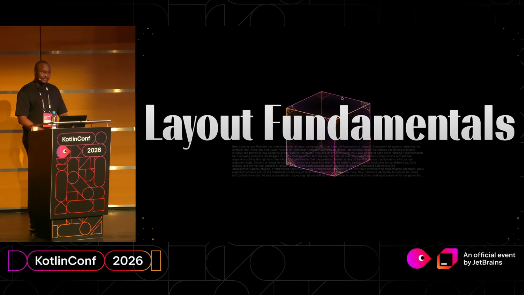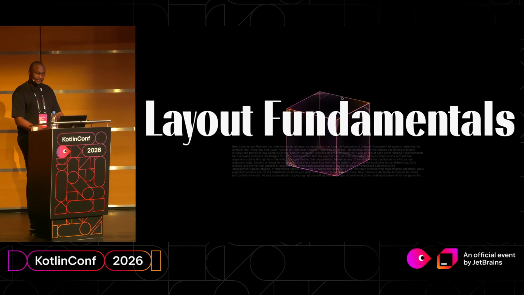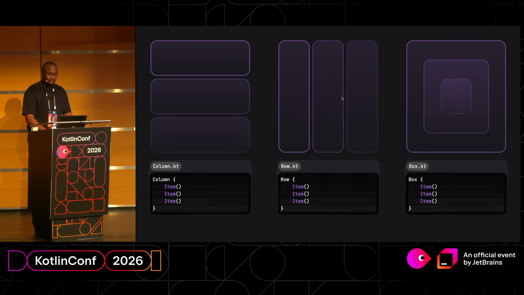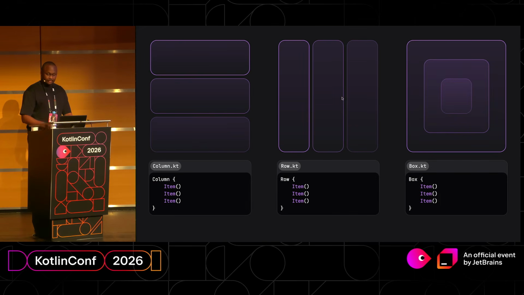So first thing we need to look at is the layout fundamentals. So how do we arrange things and put things together in Jetpack Compose? So what we have available are columns, rows, boxes, and what they do is just put things horizontally, vertically, or stacking things on top of each other. Or with box, we can use it to size items up.